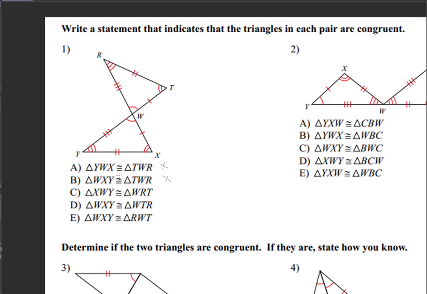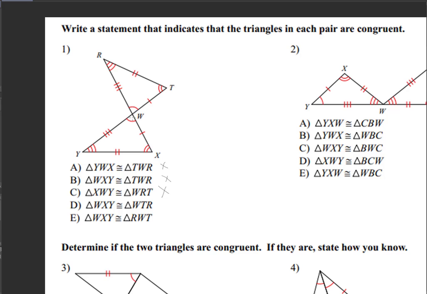So now we're going to look at C. C says angle XWY, so it's going this way, XWY is congruent to WRT. And you can already see that that's not right, because X needs to correspond with the T here. So that is also incorrect.